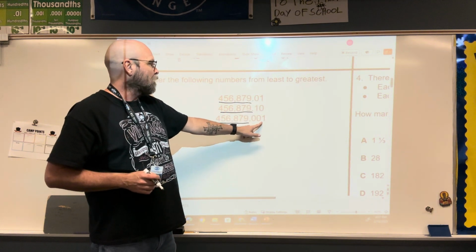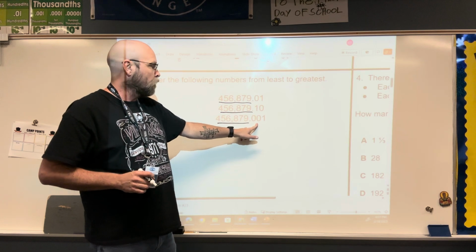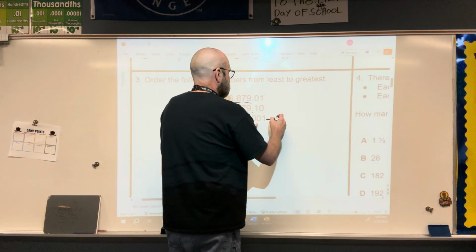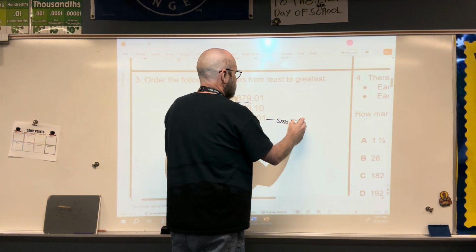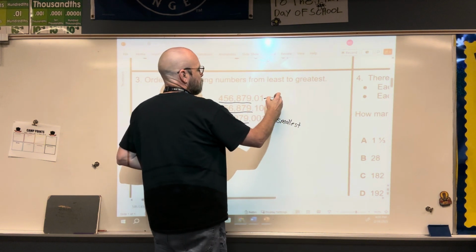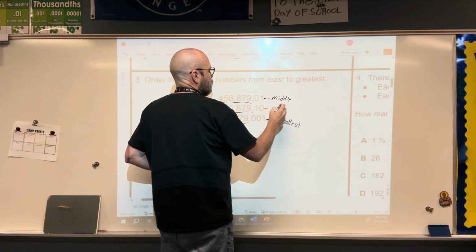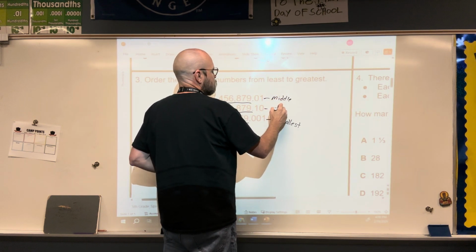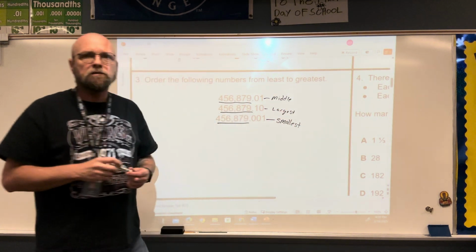Well, I have 1,000th, 1/10th, and 100th. Well, 1,000th is going to be the smallest. So that's going to be the smallest, the least. And then 100th is going to be the one in the middle. And 1/10th is going to be the largest, or the greatest.